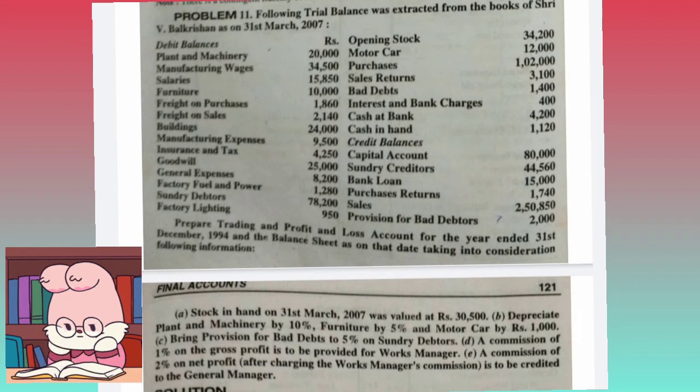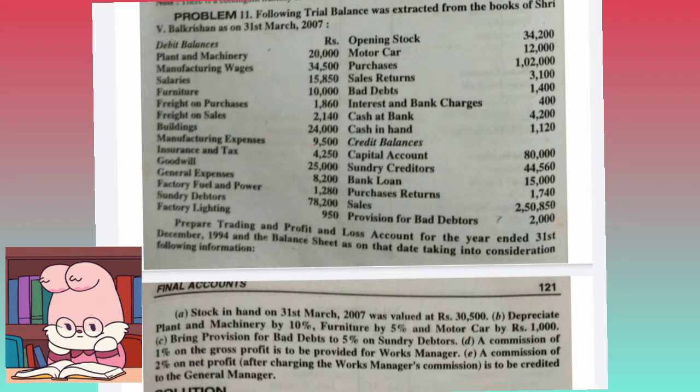Here it is to be credited, which means nothing but debit the receiver, credit the giver. Like this principle we need to apply. It is to be credited to the general manager means he is in profit, but for us it is an expenditure, right? Commission paid, so commission paid debit side of the P&L account.